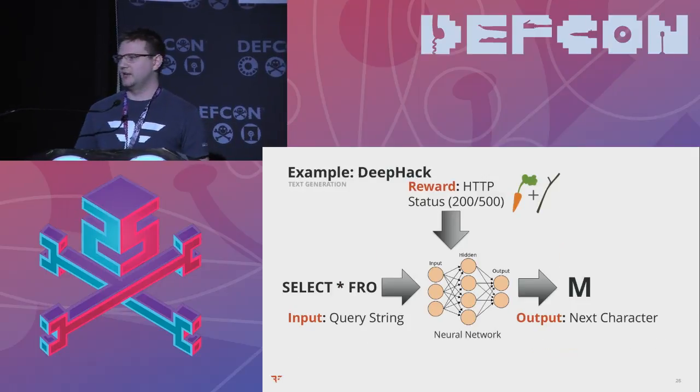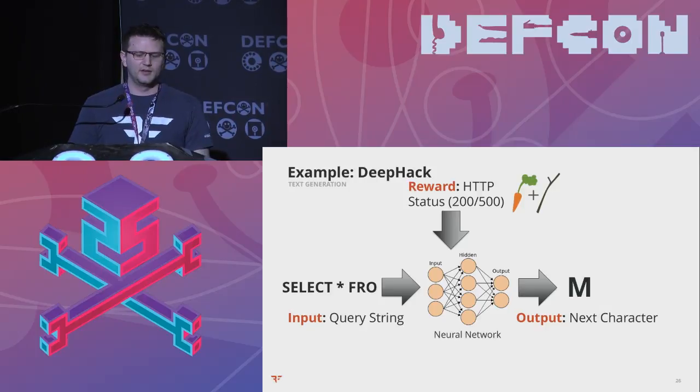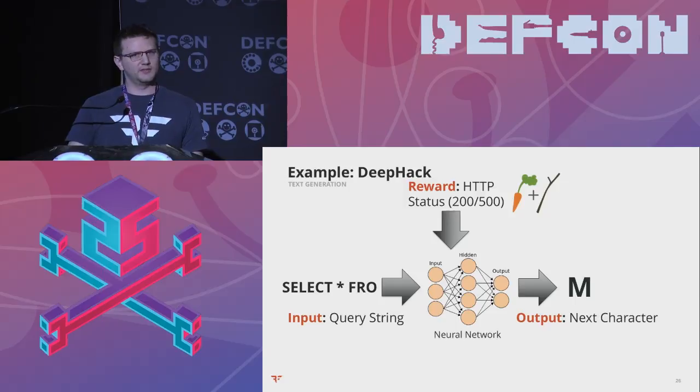So getting back to our example, getting back to DeepHack specifically, it works a little bit like this. This might seem at first like an unintuitive way of formulating the problem, but it's actually a pretty standard construction in terms of text generation. The input to the system is an incomplete query string, a partial string of text that it's generating. And the output, the thing that it needs to decide, is what is the next character in this sequence.